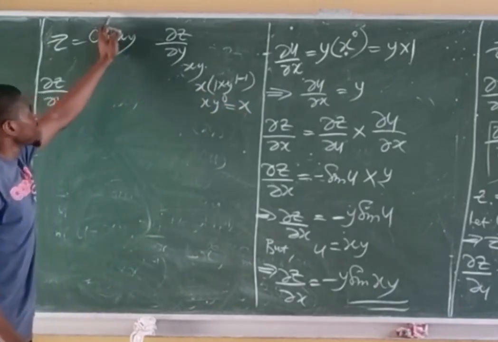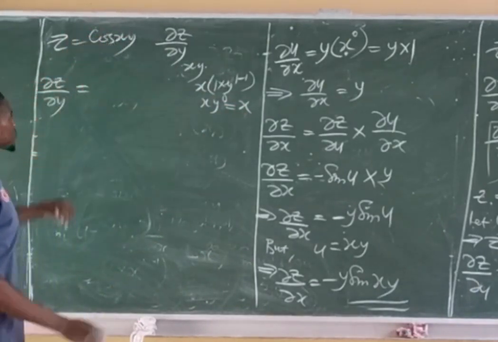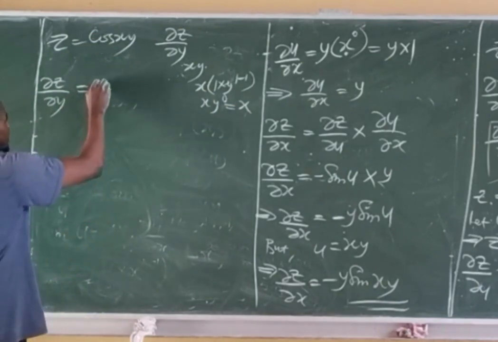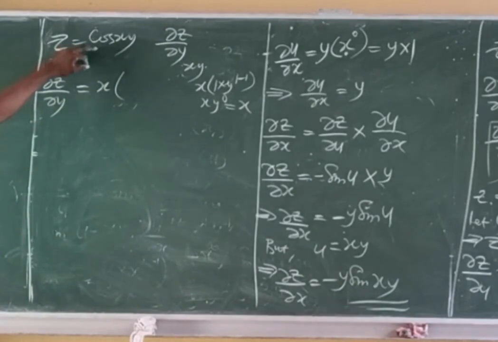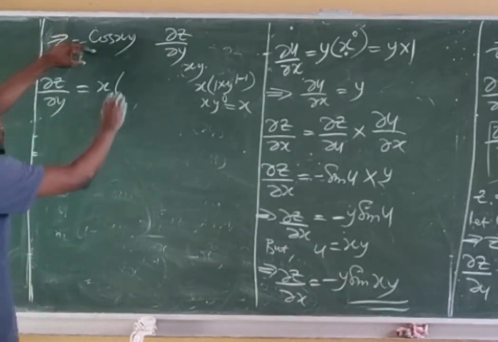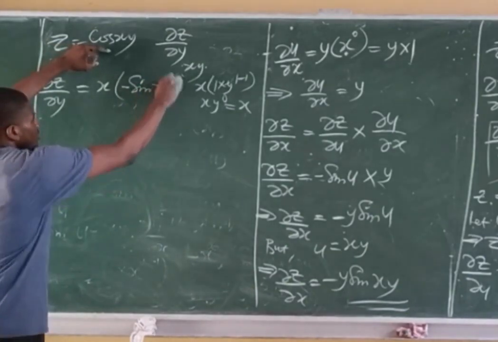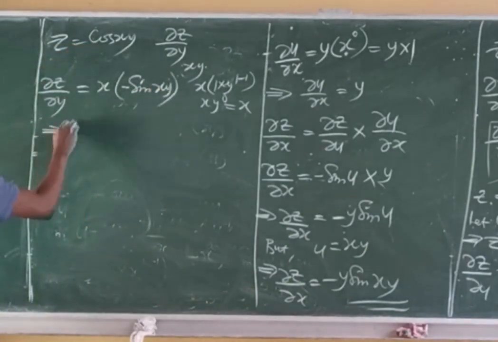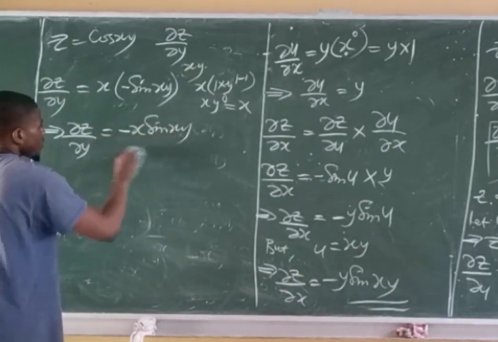So differentiate the angle partially with respect to y. That means I'm going to have x. Then differentiate the trig function itself, cos. If I differentiate cos, I'm going to have minus sine, then put back the angle, which is xy. So that means that the partial derivative of z with respect to y is simply minus x sine xy.